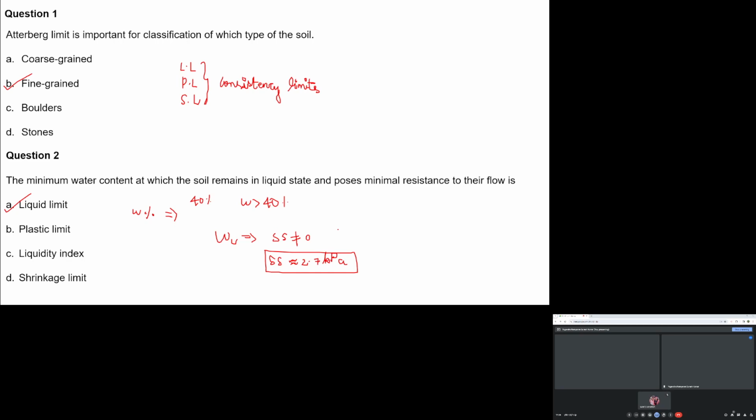Is it fine? Sir, at the shrinkage limit and plastic limit, the shear strength might vary, depending on the soil. But most soils at their liquid limit will have a shear strength of approximately 2.5 to 2.7 kilopascal. So it is valid only for liquid limit. Okay, sir. Fine.